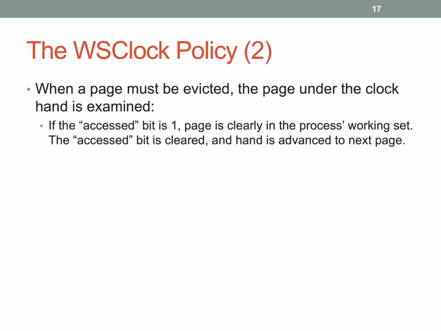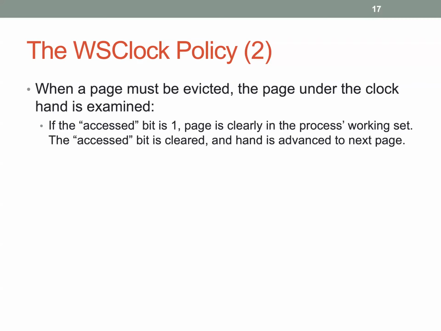So now we have the question of eviction. When we're trying to figure out eviction decisions, we have a clock hand again. So this is the clock part of WSClock. And if the access bit is 1, we say, well, it's definitely in the working set because it's been accessed since the last time the timer tick went off. Okay, so we just clear the access bit and go forward.